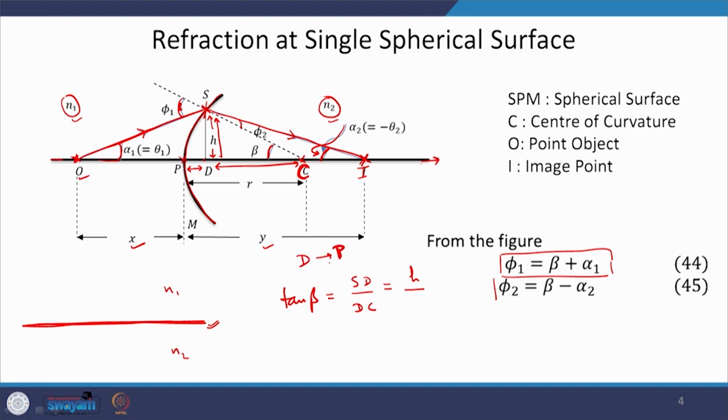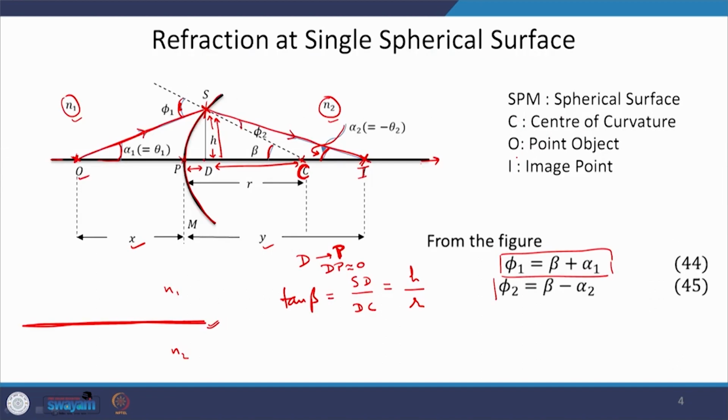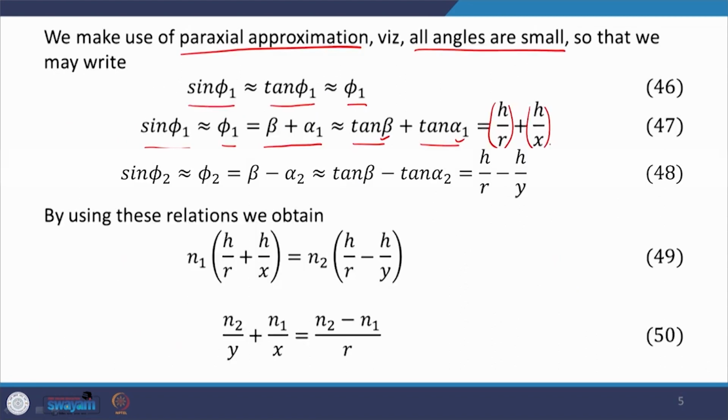Okay, this dP distance you can neglect, the dP would almost be equal to 0. Therefore, DC would be equal to PC, which is equal to R. And therefore, we can write tan beta as H by R. Similarly, we can write tan alpha 1 as H by X, which is very much clear here in the figure. Alpha 1 is this angle, and therefore, tan alpha 1 is equal to H by X. Okay, this is what is written here in this equation number 47.